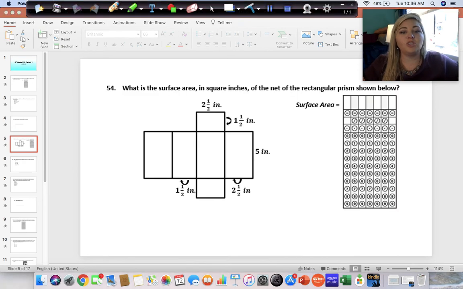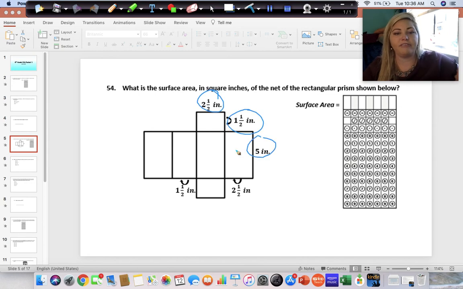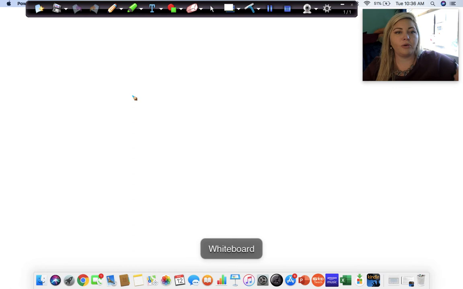Okay, it says, what is the surface area in square inches of the net of the rectangular prism below? I'm going to do this on a different piece of paper and show it to you a little bit differently. It's just a personal preference of mine, but I like my net for my rectangular prism vertically instead of horizontally. So we have 2 1/2 inches, 1 1/2 inches, and 5. So I like to draw my net like this.